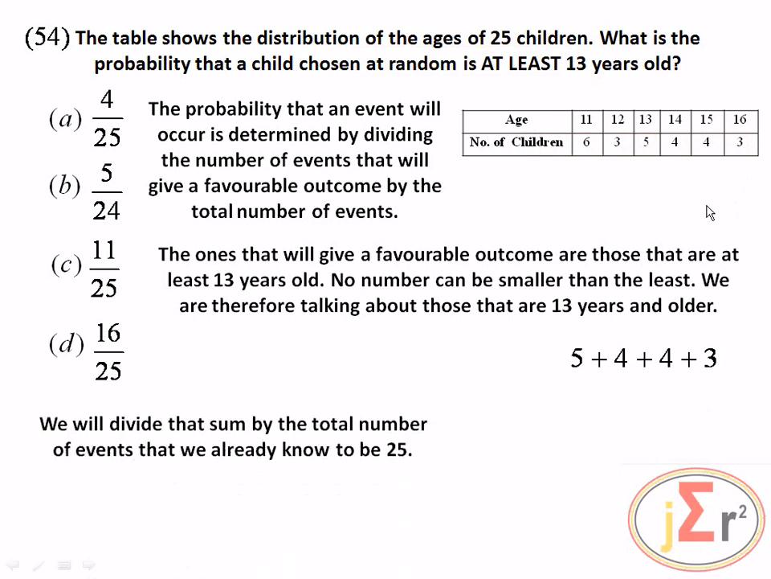We will divide the sum by the total number of events that are already known to be 25. We have it right here. Distribution of 25 children. And of course, if we add all of these, we will get 25. So we need to divide by the total number of events. So dividing by 25, what happens? We get all of these. I think that we can add these quite easily because of a pattern. 5 plus 3 is 8 and 4 plus 4 is 8. 16 over 25. The correct answer is option D.